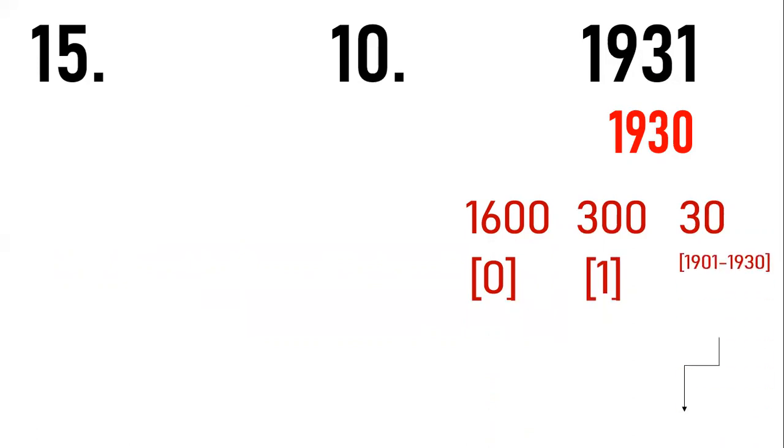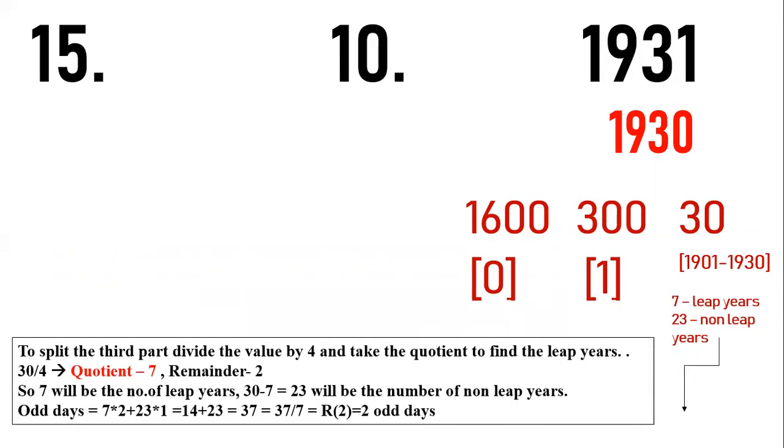The 30 denotes 1901 to 1930. So there are 7 leap years and 23 non-leap years. The same concept. 30 when divided by 4 will get 7 as your quotient. So 7 leap years are there and 23 non-leap years are there. So 7 into 2 plus 23 into 1. So remainder you will get 2 odd days. So now together for the year you get 2 plus 1, 3.